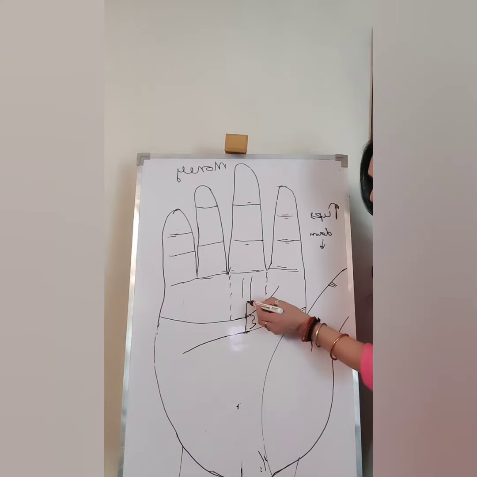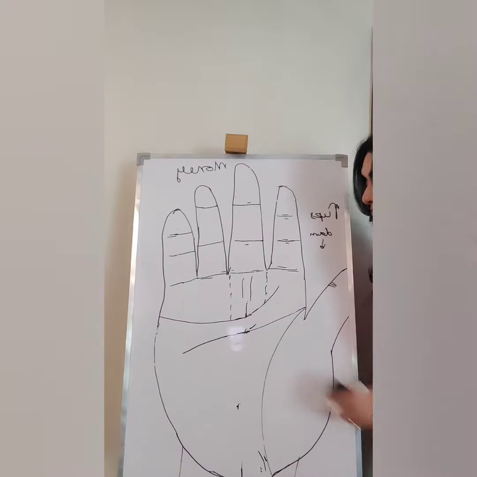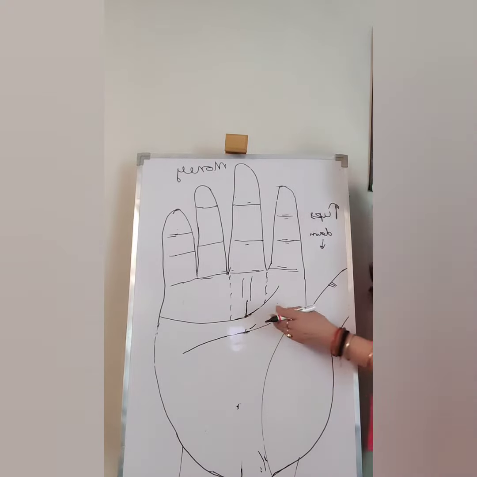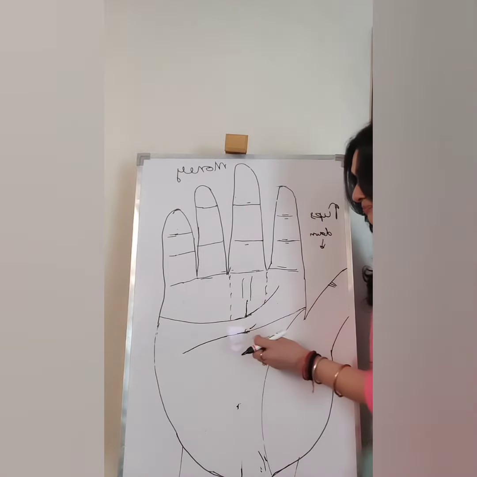And if it does not start from here, but rather starts from this line, this means it will be only in your later years that you will be able to achieve your goals and you will do well.